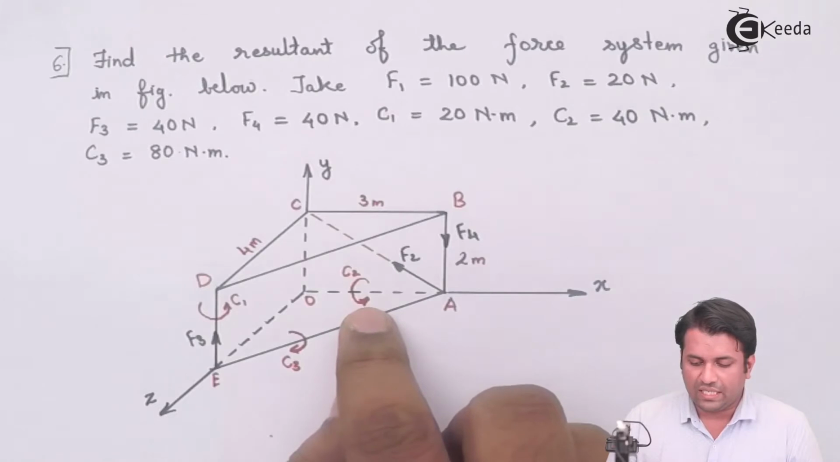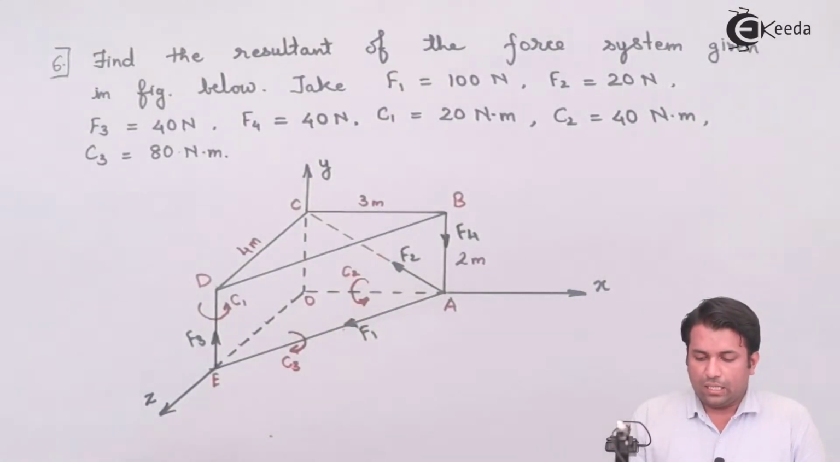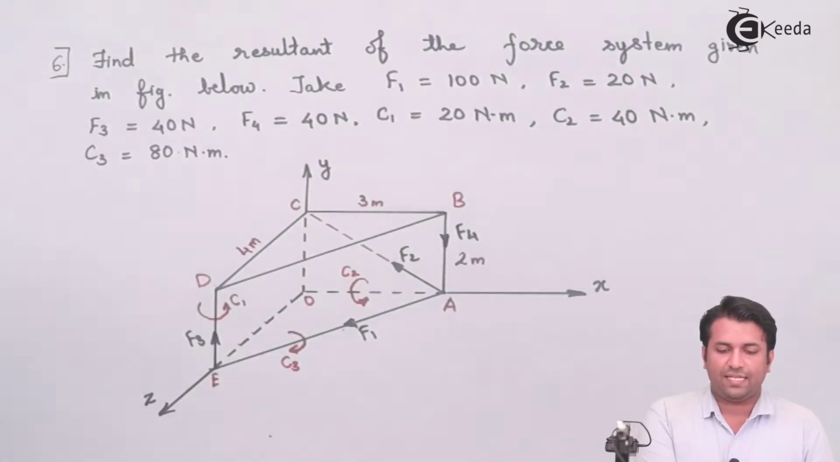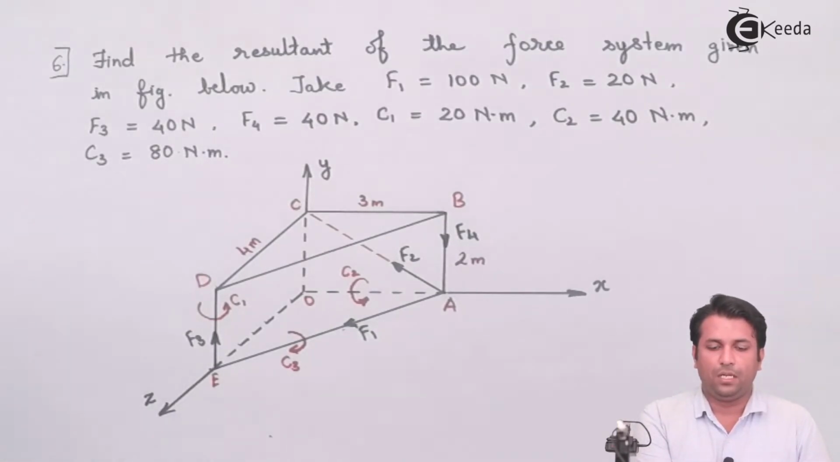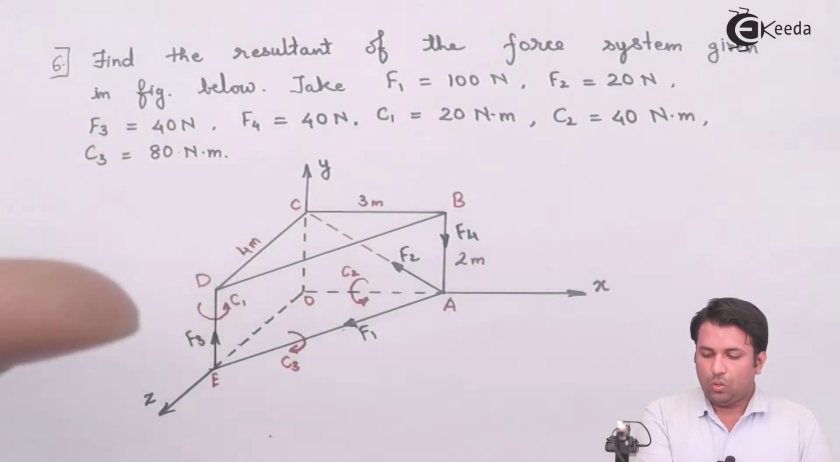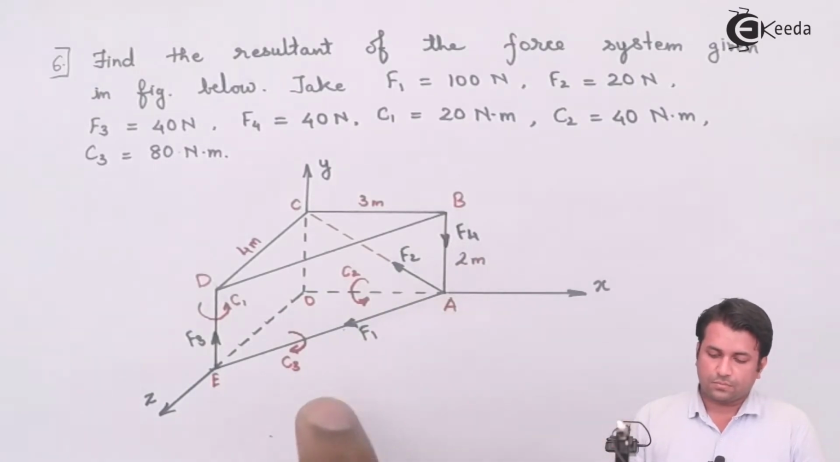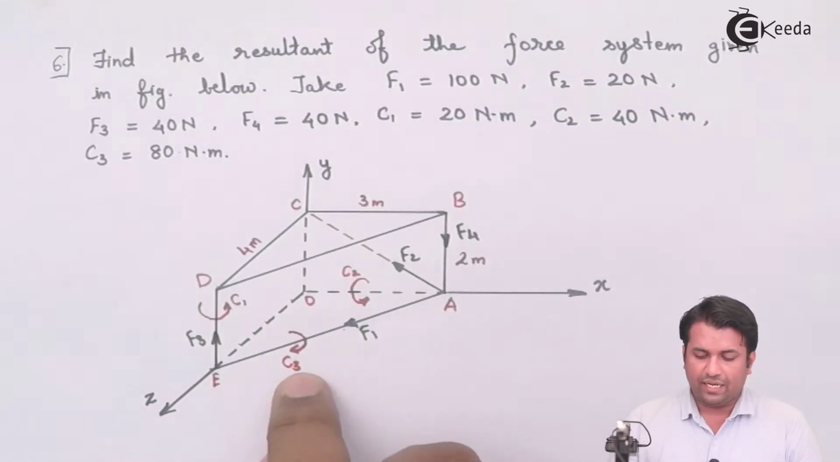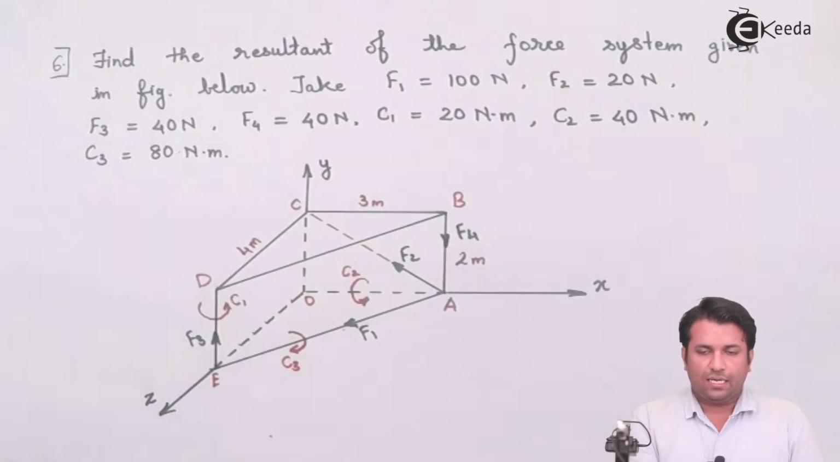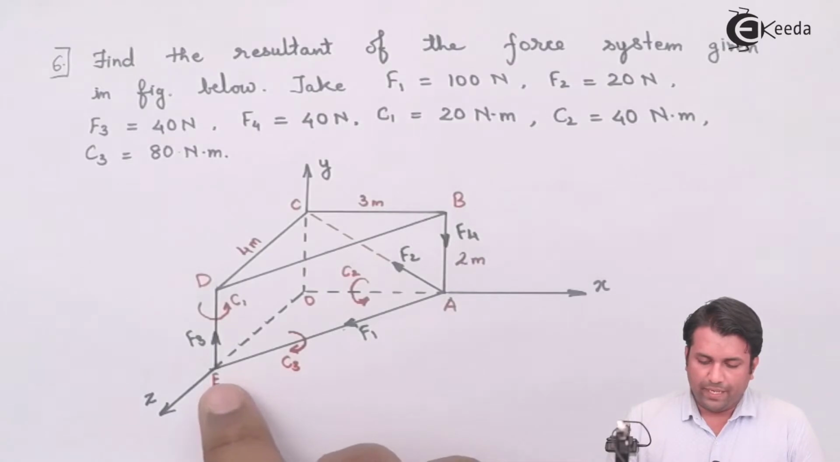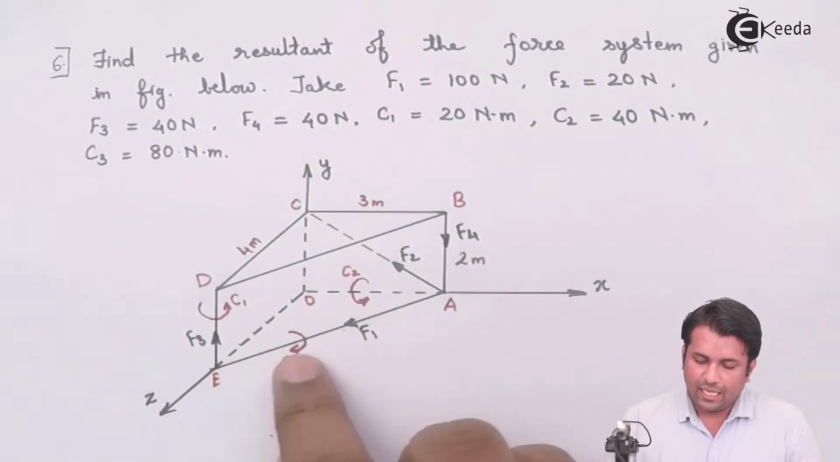Similarly, for C2, the couple is acting like this. If I take the right hand and curl the fingers in the direction of the couple, it goes in like this and my thumb is pointing towards this side. So the unit vector will be along OA. Whereas for C3, again the couple is acting like this. When I show it like this, it goes inside and my thumb points in this direction. So again, the couple unit vector for C3 will be along EA.